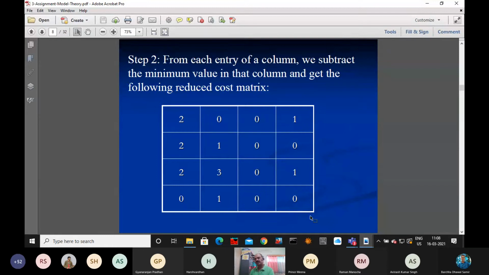Now we have to assign. So how to assign? What is the rule? See, whenever we are going to assign, we'll see that every row and every column there should be at least 1 0. At least 1 0. So if at least 1 0, this assignment rule permits. So the first row there are 2 0. You can assign to one of them.